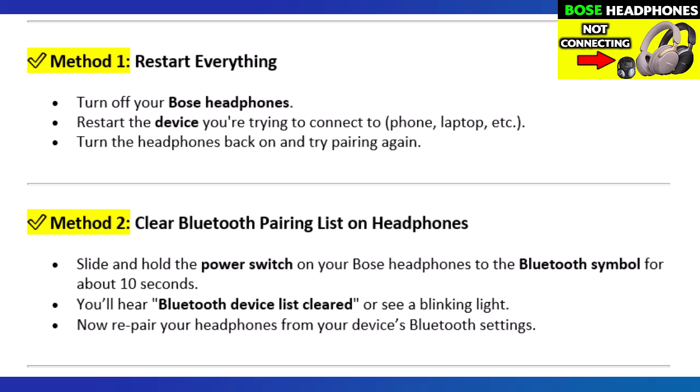Method 2. Clear Bluetooth pairing list on headphones. Slide and hold the power switch on your Bose headphones to the Bluetooth symbol for about 10 seconds. You'll hear Bluetooth device list cleared or see a blinking light. And now re-pair your headphones from your device's Bluetooth settings.